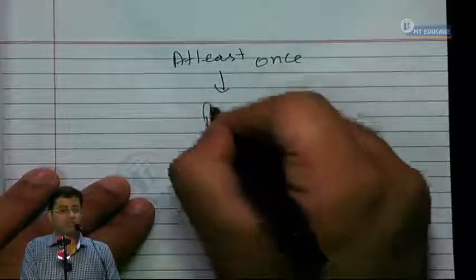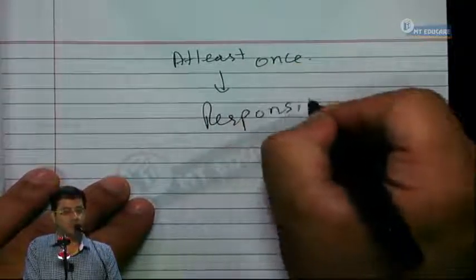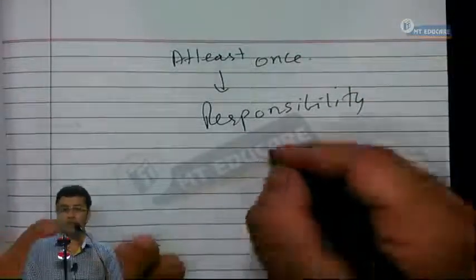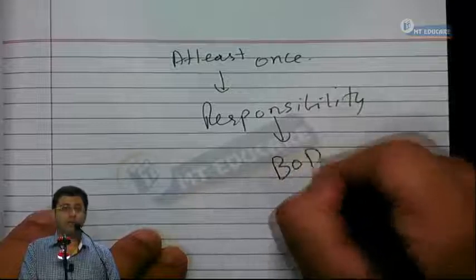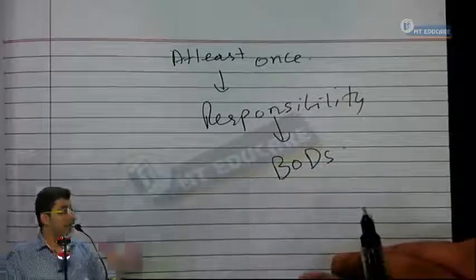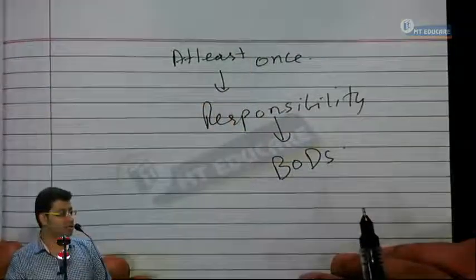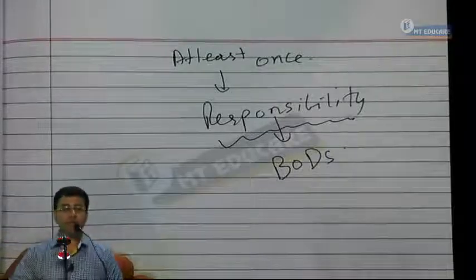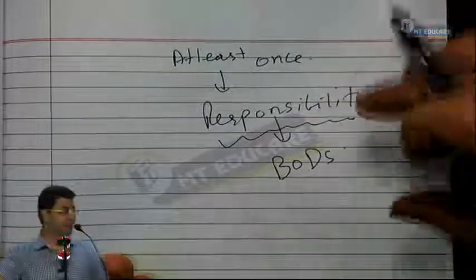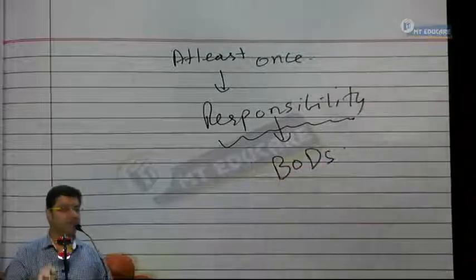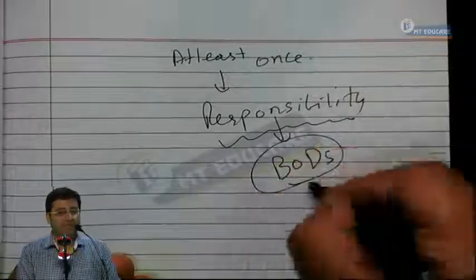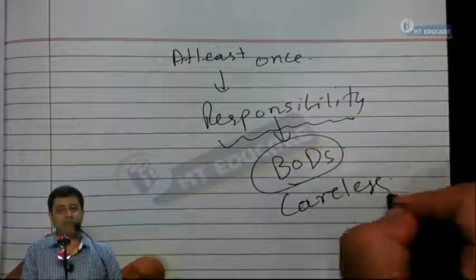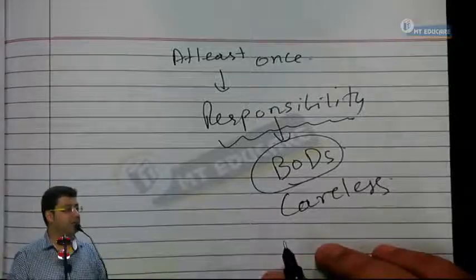But the responsibility to conduct the AGM is not of the shareholder nor of the auditor. The responsibility is on the board of directors. It is the board of directors who will decide when to conduct the AGM. In fact, they are responsible for conducting it. Now suppose they become negligent of their responsibilities. Negligent means the board of directors become careless. They don't bother whether the AGM is conducted or not.